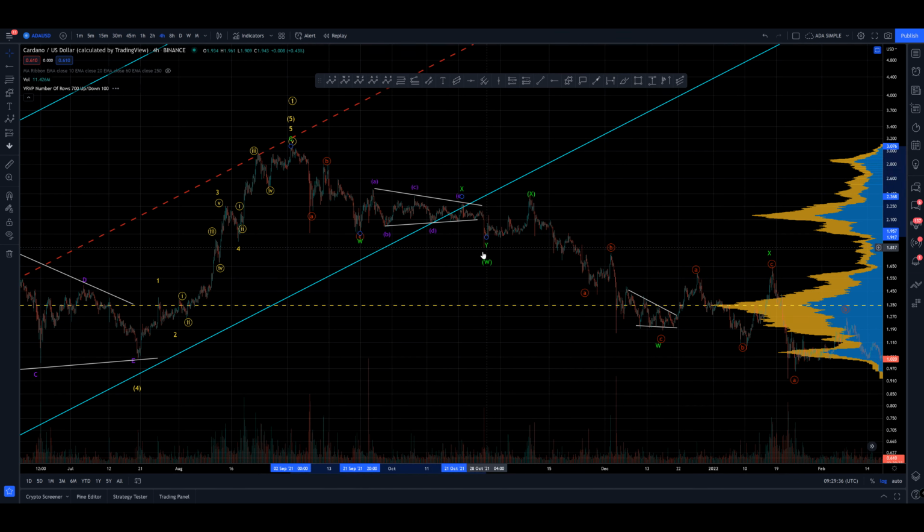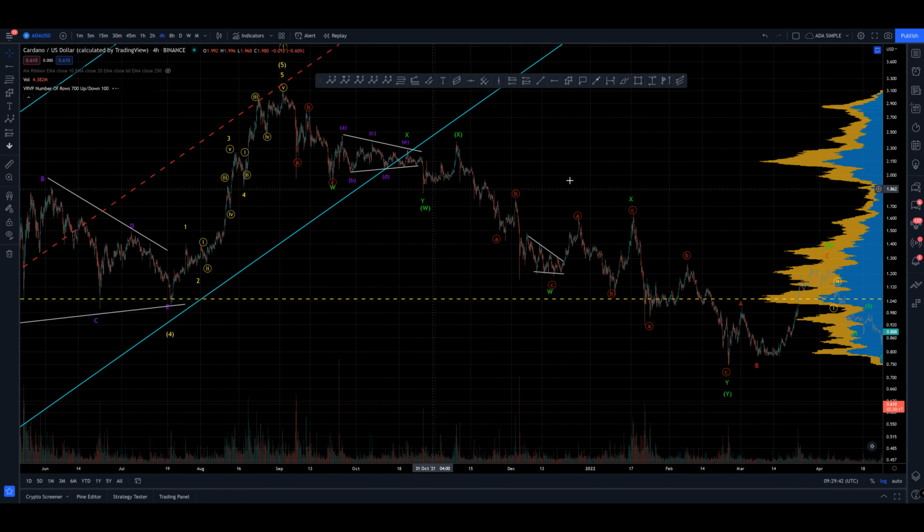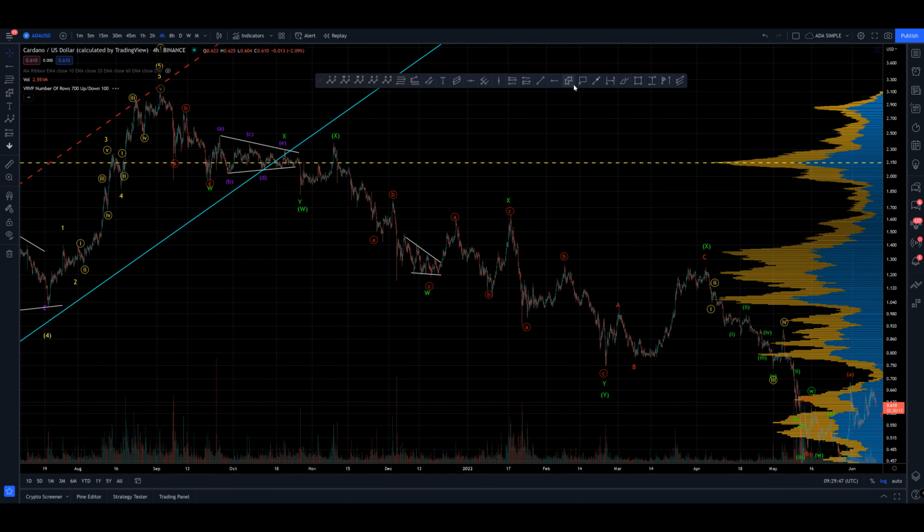We then have our first X wave at intermediate degree, which is this 3-wave swing to here. And then we get another zigzag at minor degree, a double zigzag at minor degree, where we get 5 down into an A, a B, and then 5 down here as a diagonal into a C.